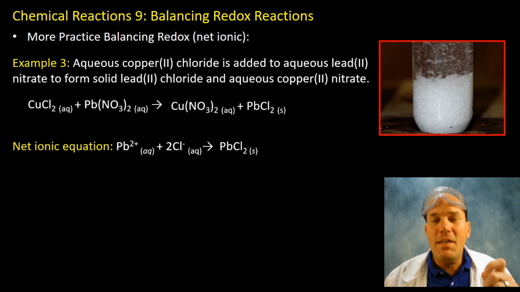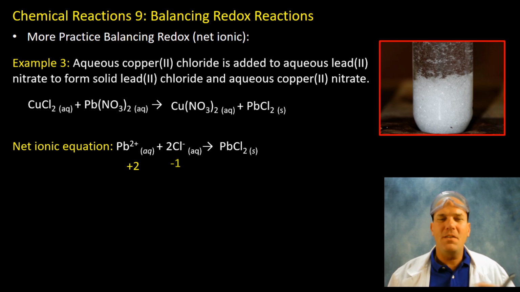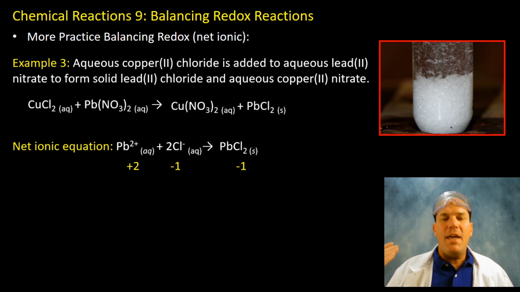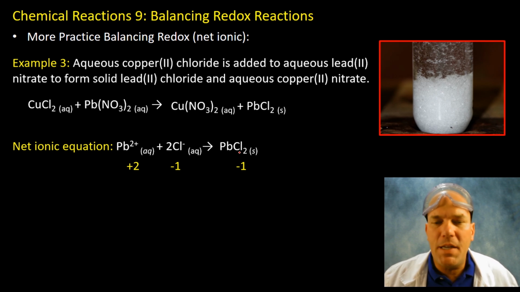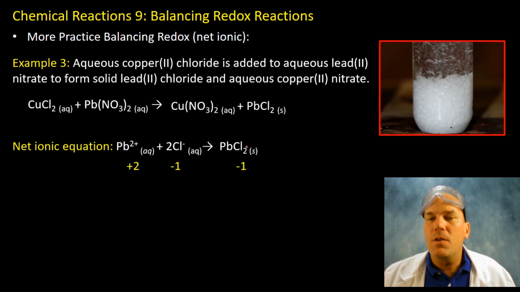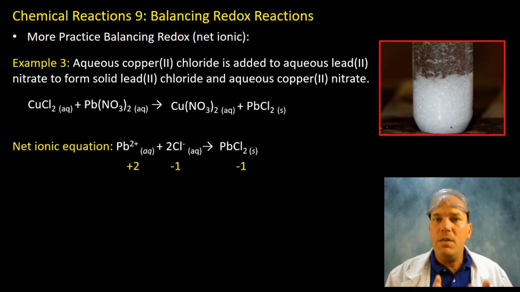Now, let's assign oxidation states to these species. Monatomic ion for the chloride, and then we have our precipitate. So the chloride is assigned a -1. However, there are 2 of them as indicated by this subscript. There are 2 chloride anions and 1 lead cation. So that means that the overall oxidation state for lead must be +2.